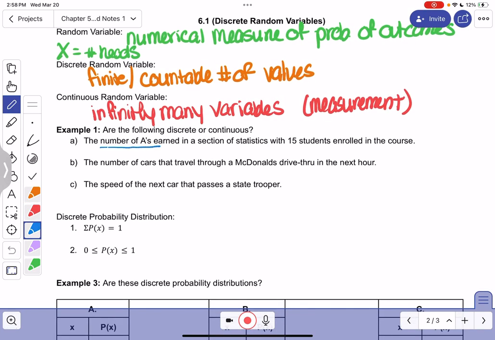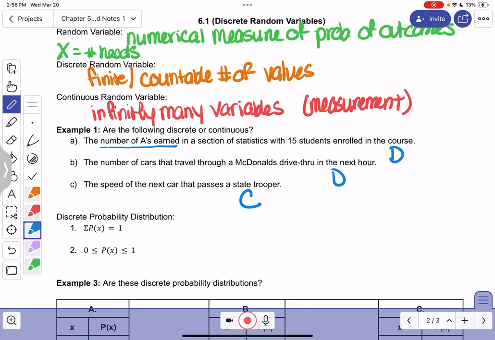Are the number of A's earned in a section of statistics with 15 students. Well, that's going to be discrete because you either have an A or you don't have an A. An A minus is still an A, depending on how you're tracking that. The number of cars through a drive-through. That's also discrete because you can't have half a car. It's not all the way through yet. And then the speed of a car, that would be continuous because it's a measurement. And your speed can get smaller and smaller or bigger and bigger depending on how you break that up.